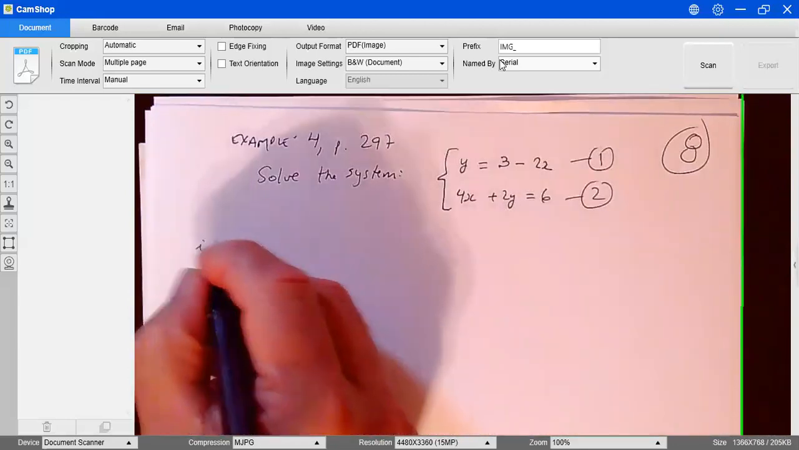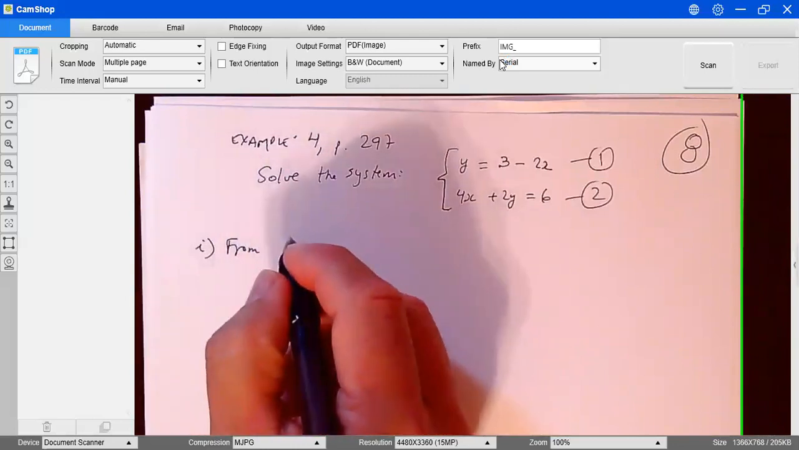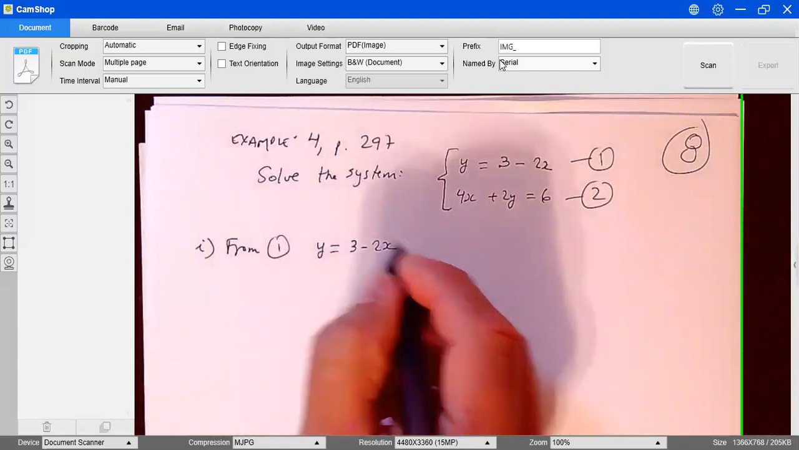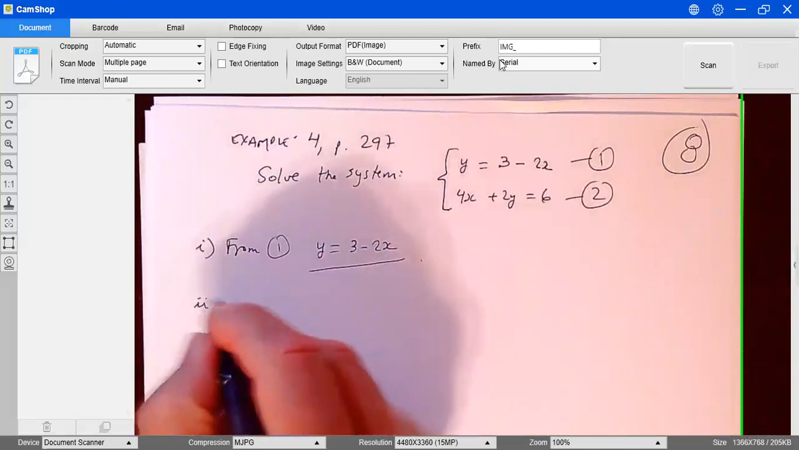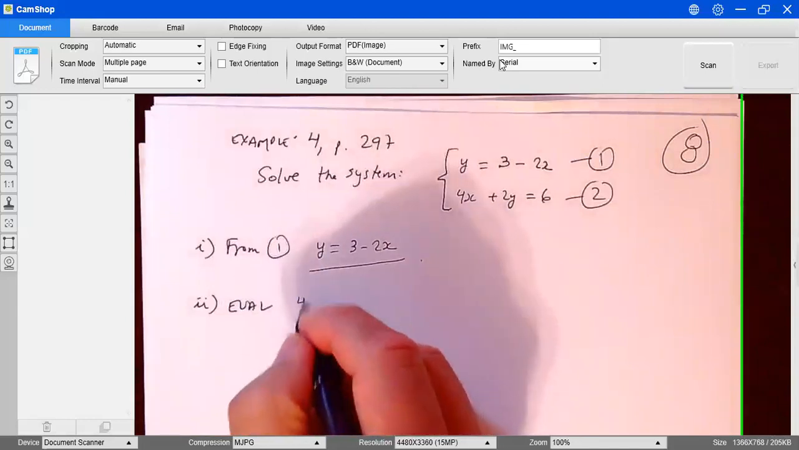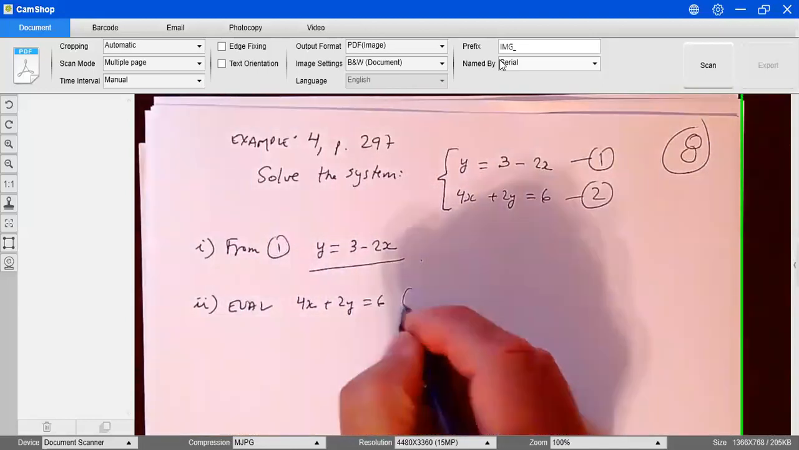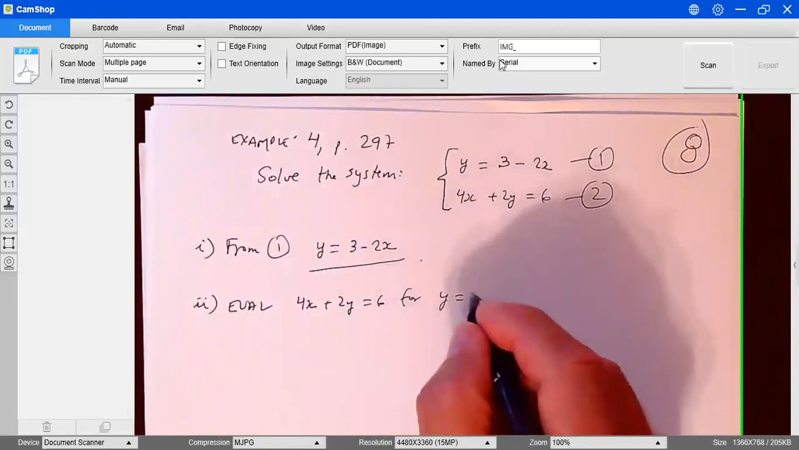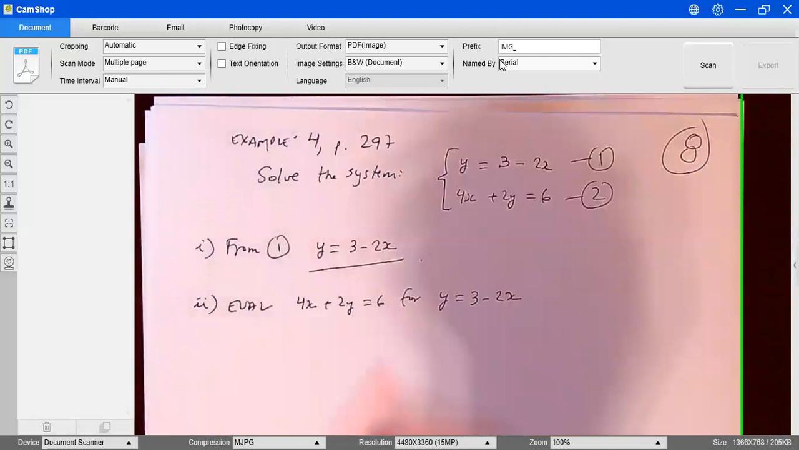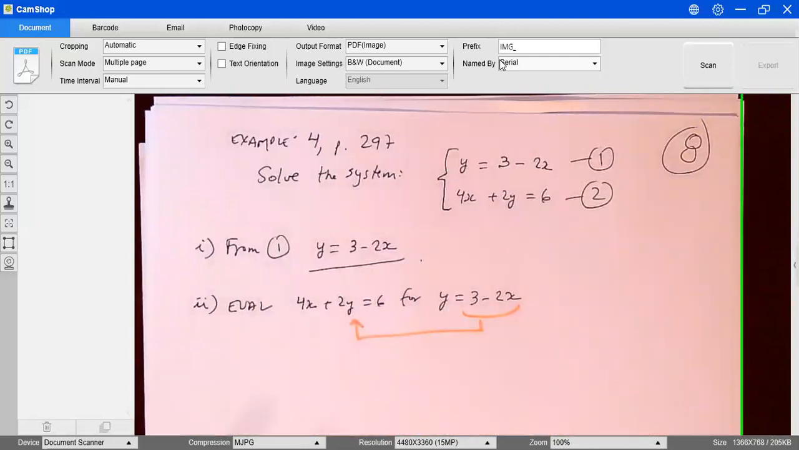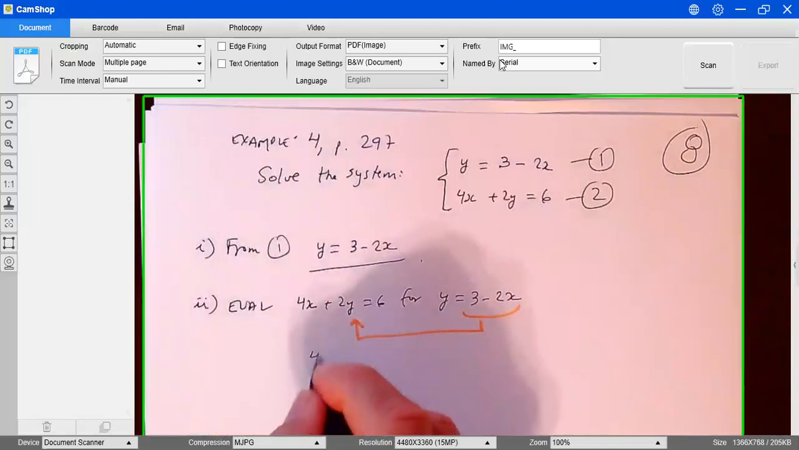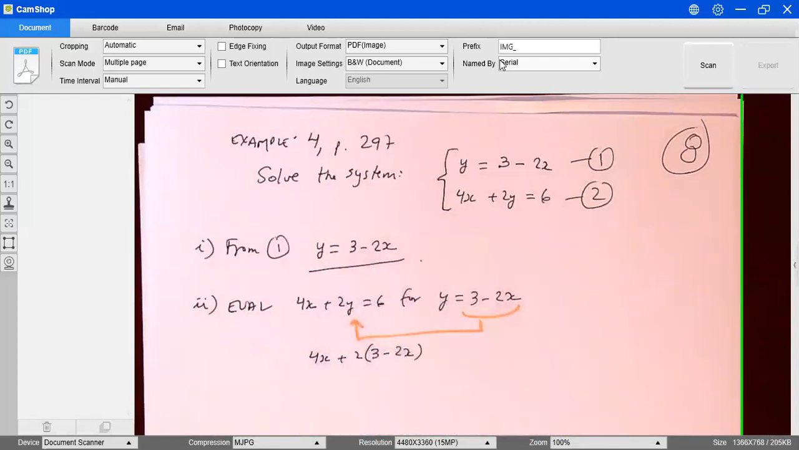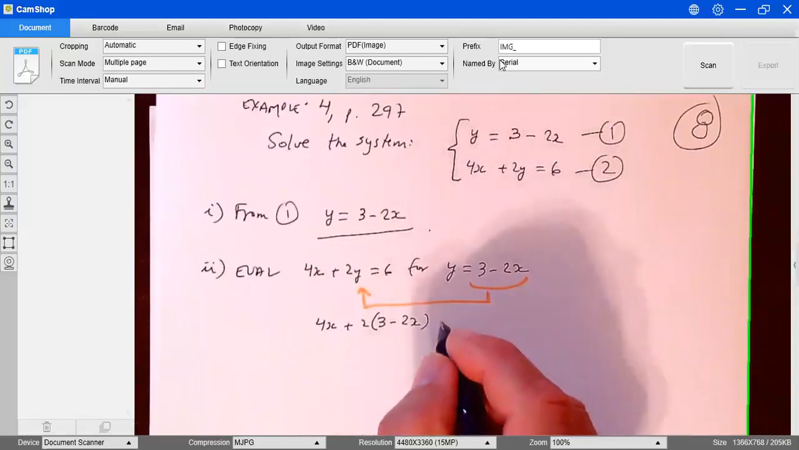You can see that from equation 1, we already have one equation solved for one variable: y equals 3 minus 2x. So we're going to do the substitution by evaluating the other equation, 4x plus 2y equals 6, for the expression that we found for one of the variables in the first step. We're going to replace y with 3 minus 2x. So we have 4x plus 2 times 3 minus 2x. Use parentheses when you have coefficients different than 1. And this is going to be equal to 6.